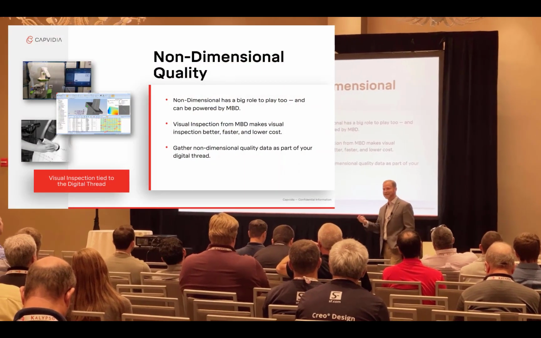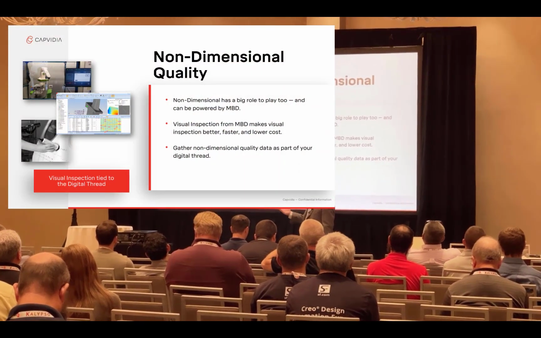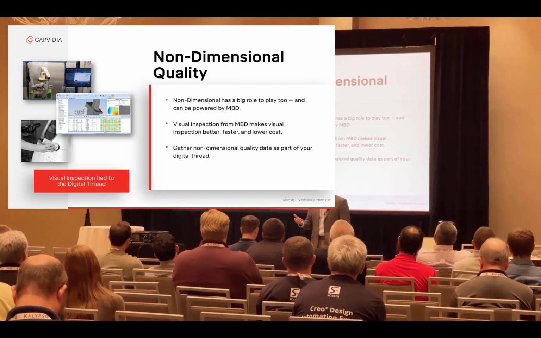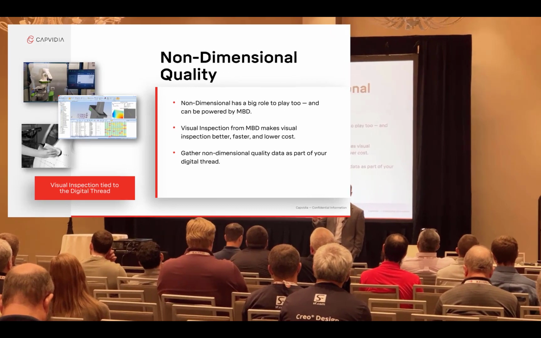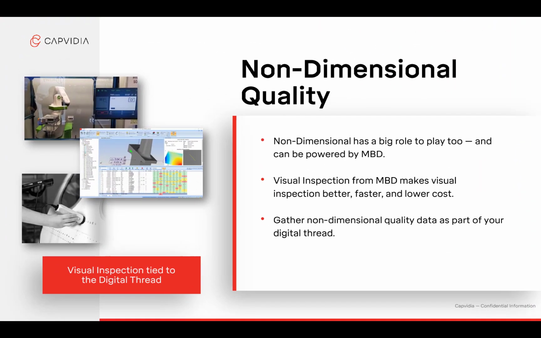So, the next area: non-dimensional quality. It's just an area not to be overlooked. When you look at a drawing or an MBD model, most of the annotations that you see are dimensional characteristics, geometric tolerances, dimensional tolerances. But there are a lot of non-dimensional inspections that are called out as well, and there is actually a use case for this type of inspection.